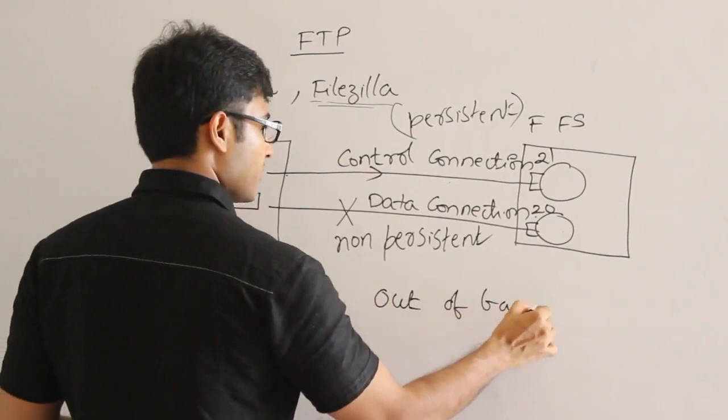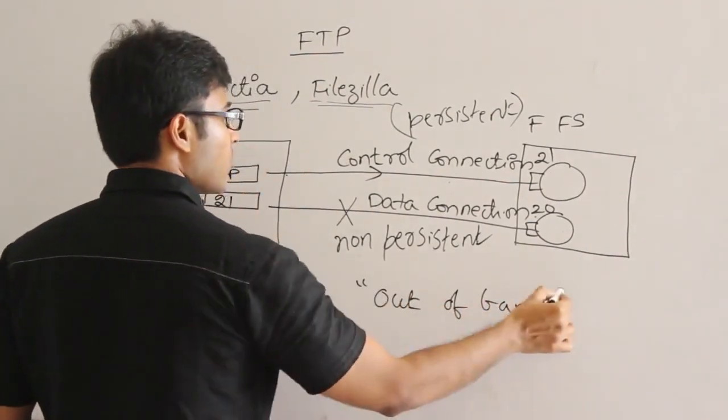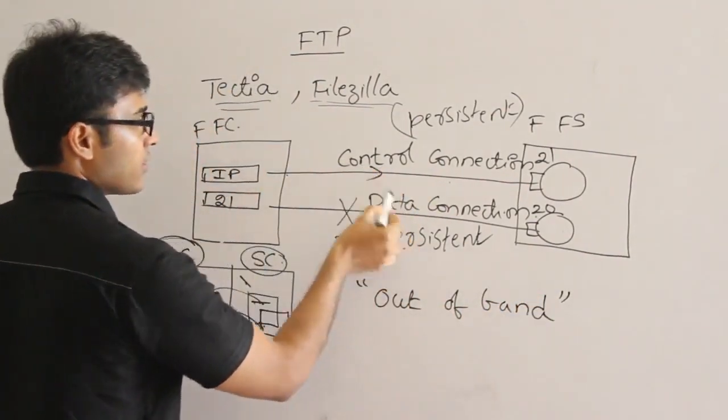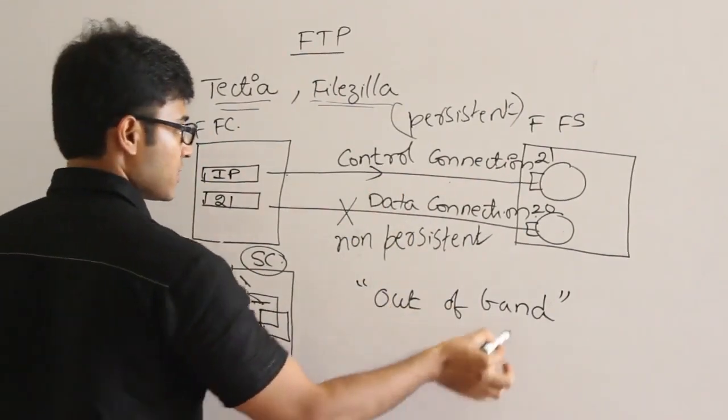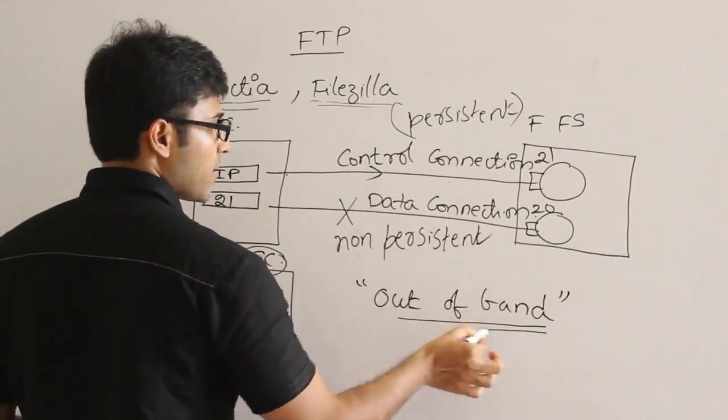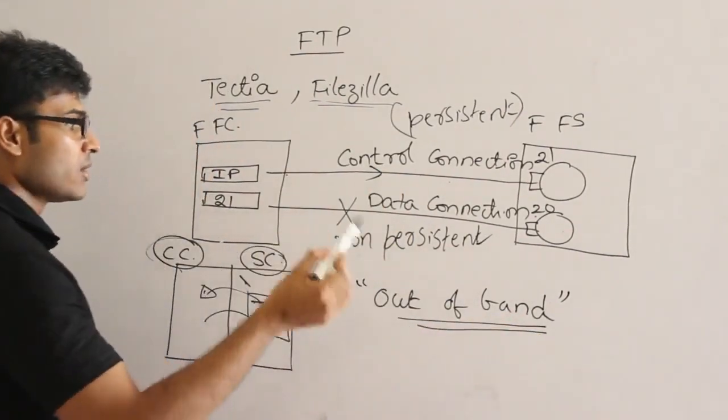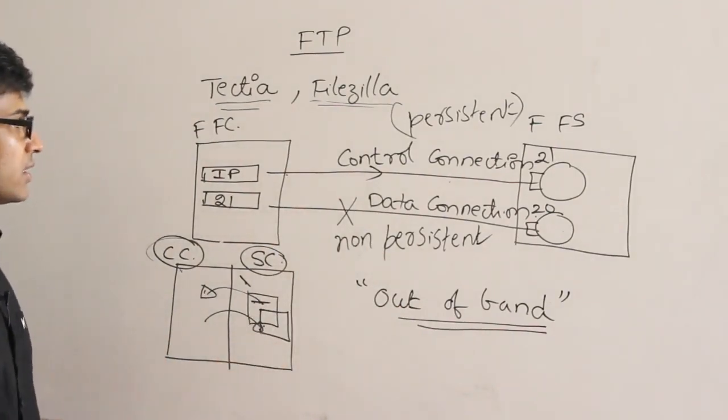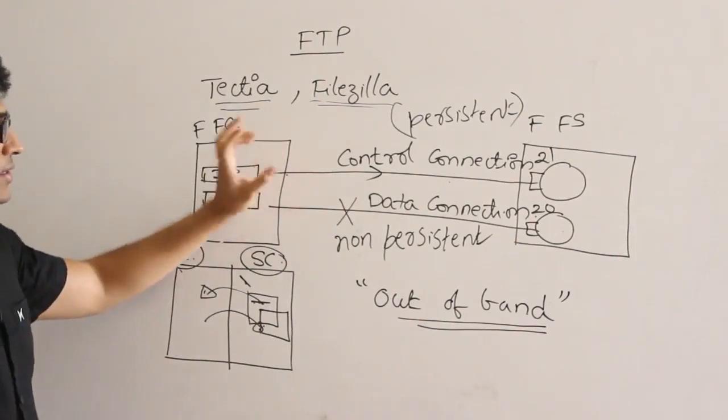So what is out of band? Both the control and the data are going in different connections. That is why it is called out of band. What is in band? Both the commands and data go in the same connection. So the port numbers are 21 and 20, and it requires reliability.